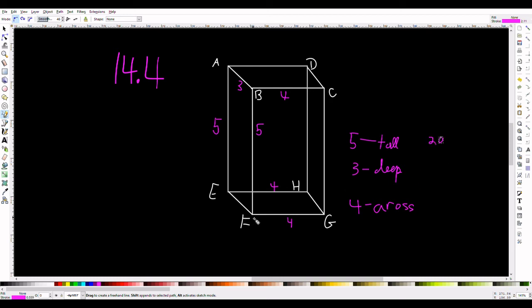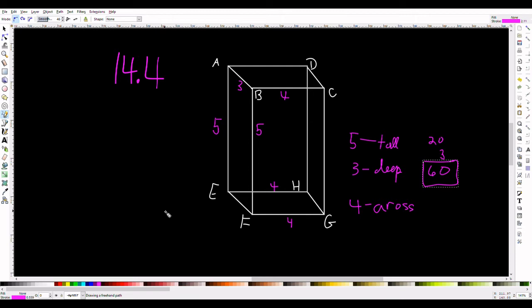And then how many deep would we get? We'd get 20 cubes 3 times. We'd stack those 3 cubes in 3 deep. So that would be 20 times 3, which is 60. So our volume is found by taking the height times the depth times the length. 5 times 3 times 4 is 60.